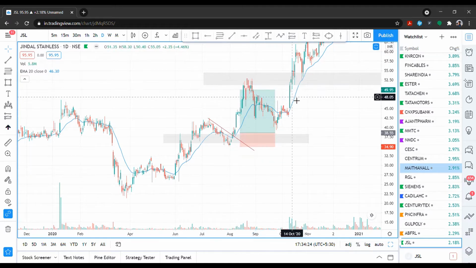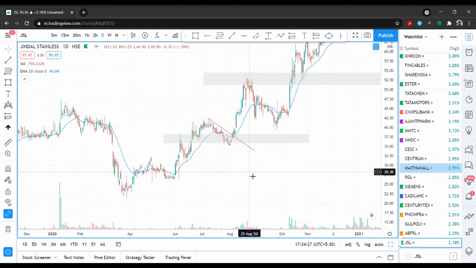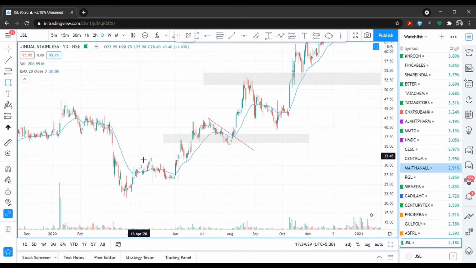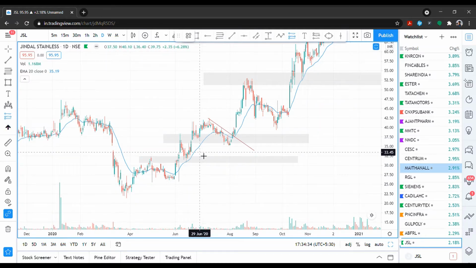Okay, again another scenario here. Okay, this is a random stock that I took.